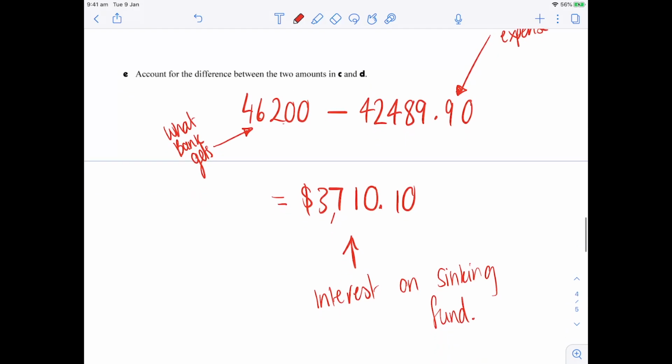And that's it for interest-only loans and sinking funds. Bye.